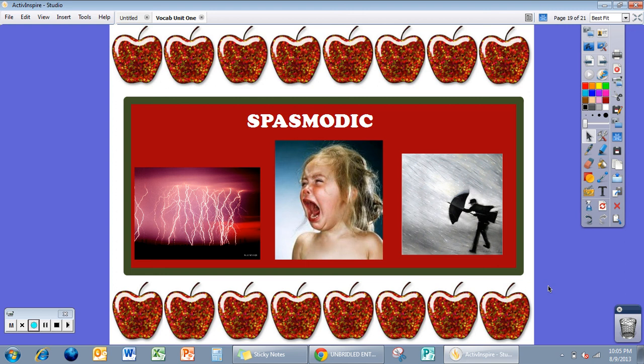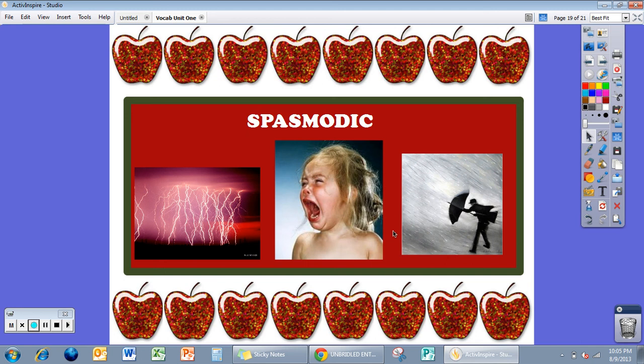All right, spasmodic. Spasmodic is an adjective, and it means sudden and violent, but brief. Okay, so something that is spasmodic comes on really fast, really harshly, but it doesn't stay around very long. So if you look at this lightning storm, a lightning storm like this is going to be very dangerous, probably very harsh when it hits, but it isn't going to stay around very long. Just like this little rainstorm over here, comes on very strong. Usually a rainstorm like that is not going to stay around that long.